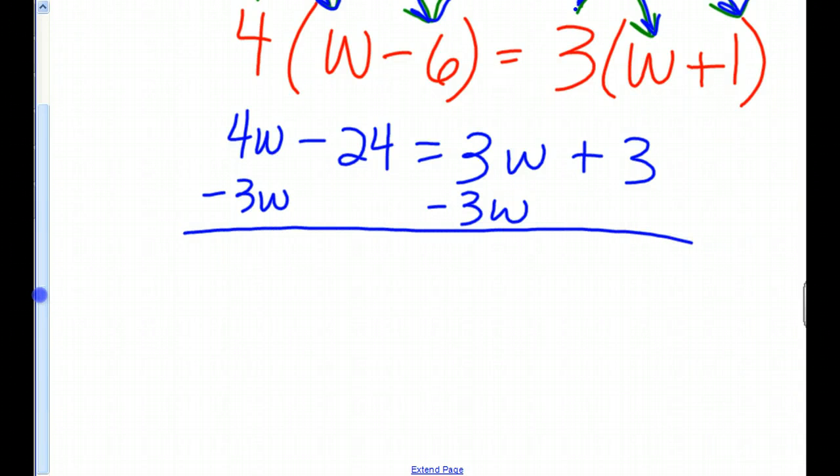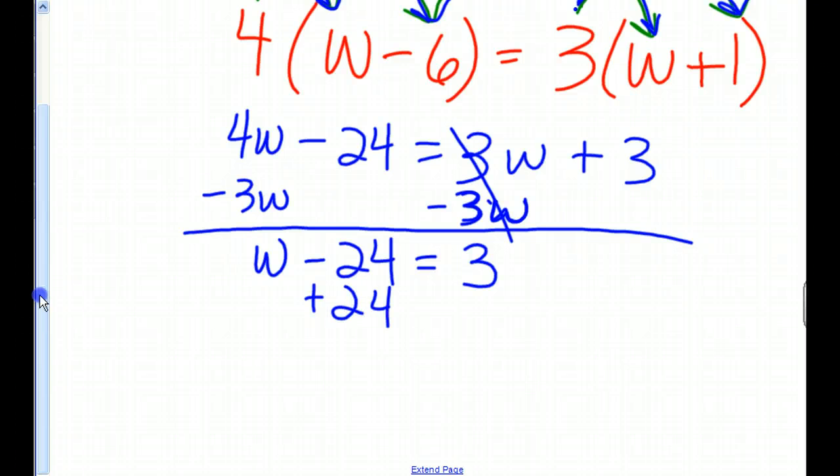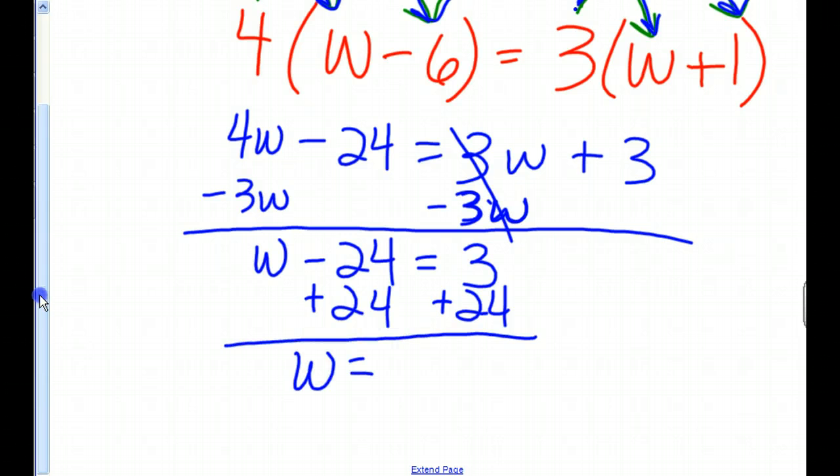Okay, now again, it wouldn't matter. We could also subtract 4w from both sides, but if I subtract the 3w, I'm not really working with negative numbers anymore, because right here I might get 0, but right here I just get a positive 1w. 1w minus 24 equals 3. Now I add 24 to both sides. This is like a one-step equation, right? This is w equals, this cancels, 3 plus 24 is 27.